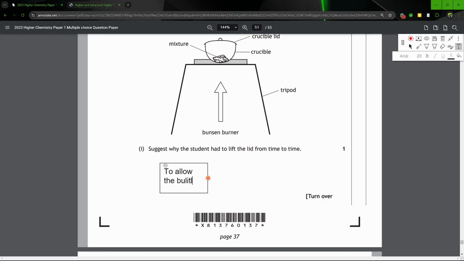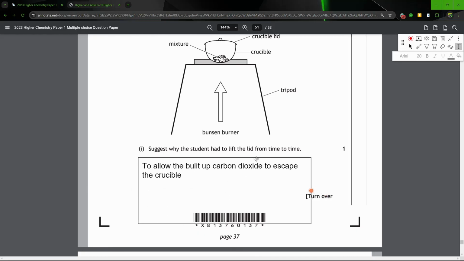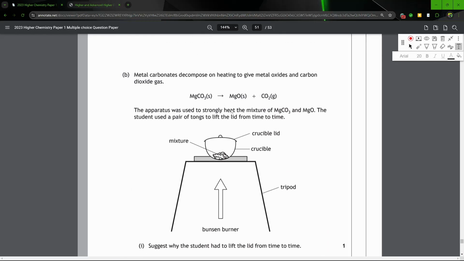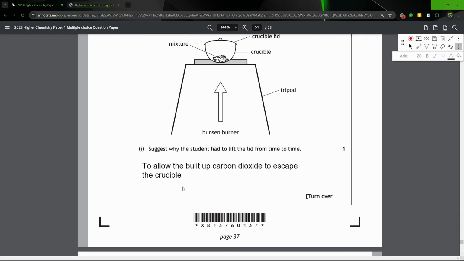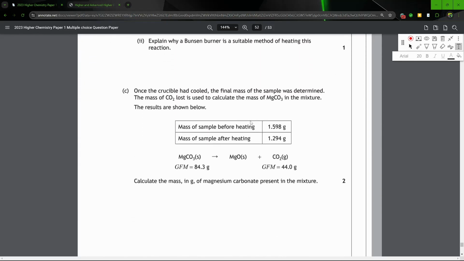Oh, I'm so dumb. Right, that's it: to allow the built-up carbon dioxide to escape the crucible. Because gas volume expands as you increase temperature, eventually this could force the crucible lid off, which you wouldn't want. So you want to make sure the carbon dioxide goes away intentionally.